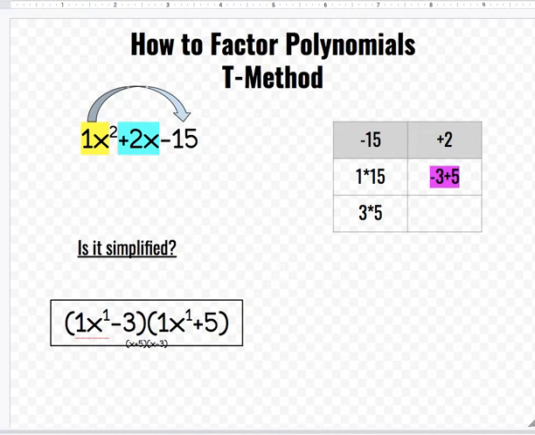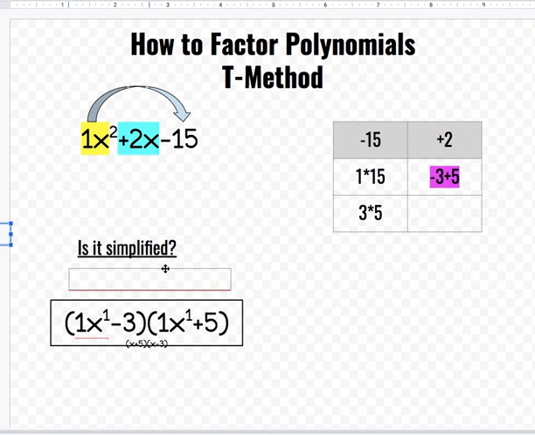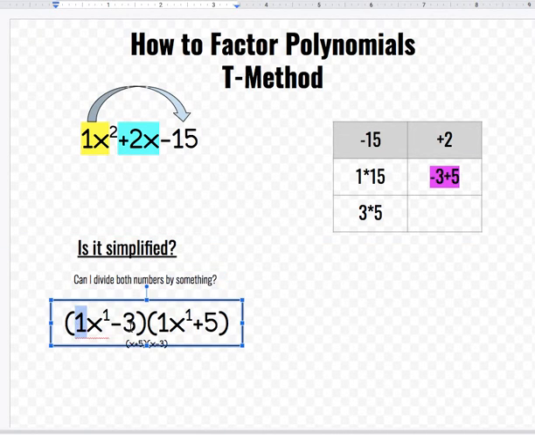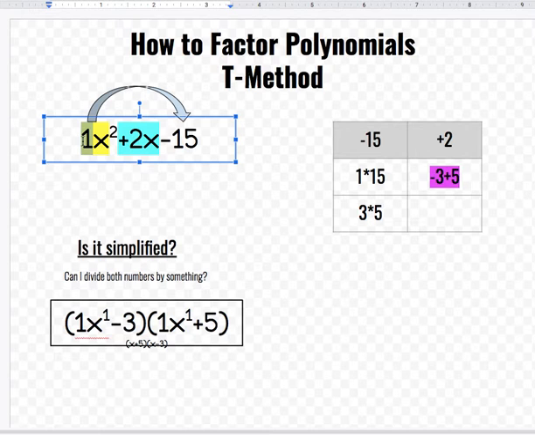And lastly, on the other problems that you guys did, you could simplify. Here, can I divide both of these numbers by anything? Can I divide 1 and 3 by anything other than 1? No, you can only divide both of them by 1. And can you divide 1 and 5 by anything? Also no. So this is as far as you can take your answers. I suggest that if you have something that starts with a 6, a 2, a 5, an 8, if there's a number in the front that's bigger than 1, normally there will be at least one parenthesis that you can simplify. So make sure you check that. Make sure you know what the answer is at the end.